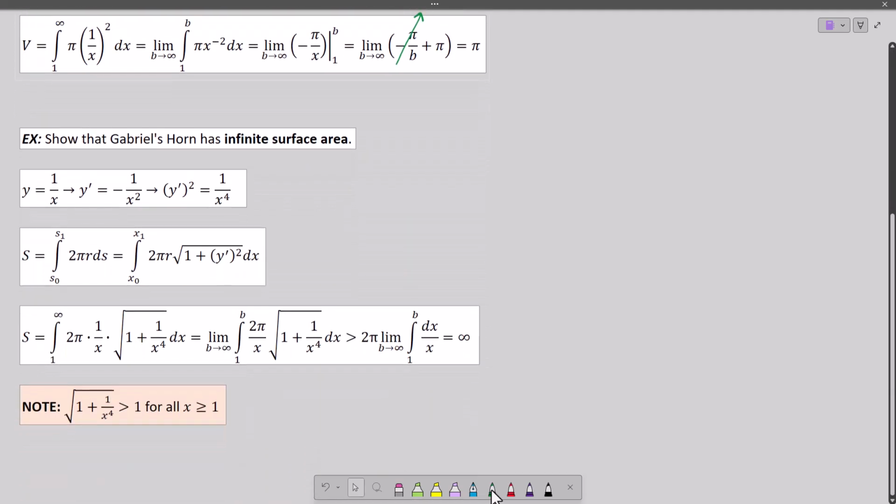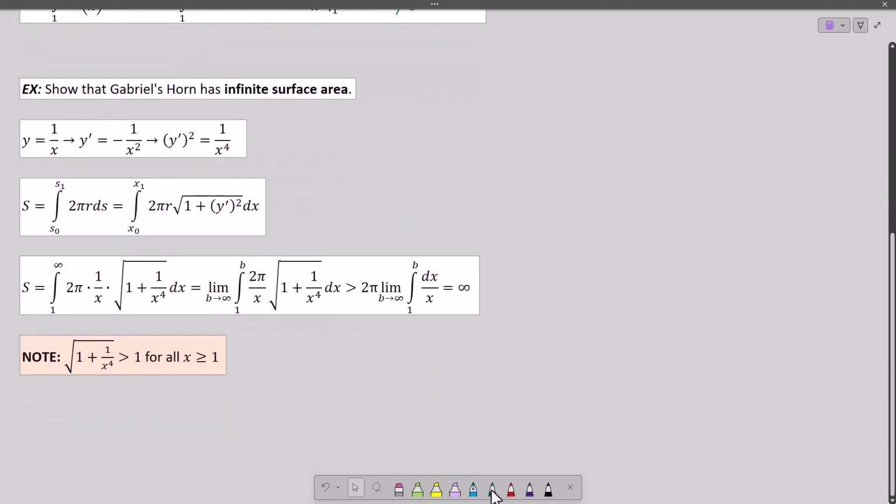Now let's show that Gabriel's horn's surface area is infinite. So we're starting with this function. We're going to look just at surface area. We know that the surface area formula involves a 2 pi r, and we know that we need the derivative of the function that we're rotating. The derivative of 1 over x is minus 1 over x squared, and if we square that quantity, we get 1 over x to the 4th.